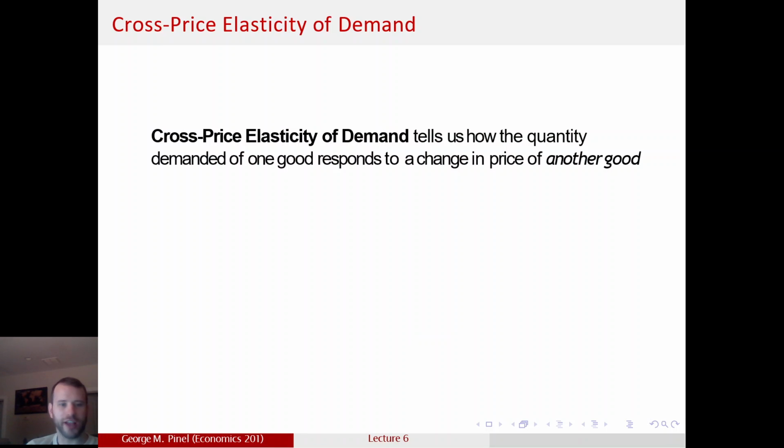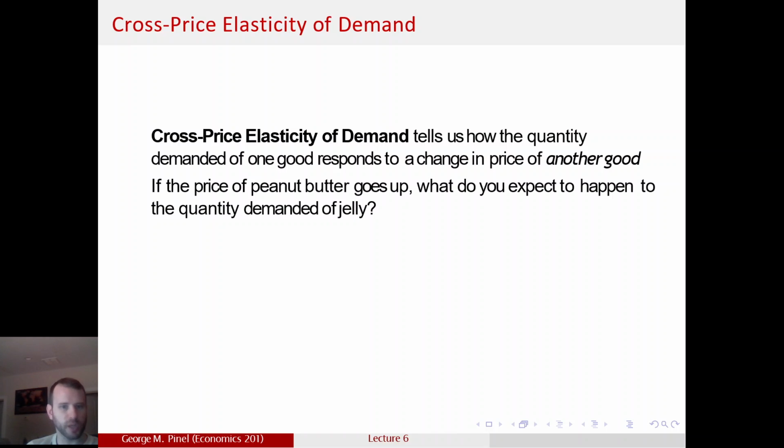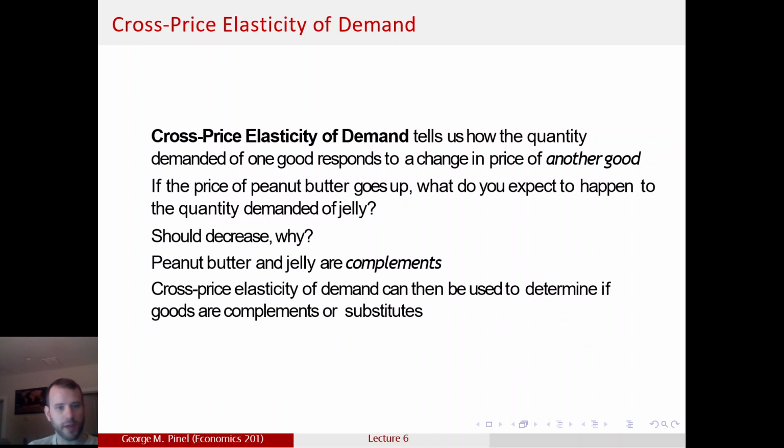So cross-price elasticity of demand tells us how the quantity demanded of one good responds to a change in price of another good. The price of peanut butter goes up. What do you expect to happen to the quantity demanded of jelly? You'd expect it to go down, right? Because these two things are complementary goods. So cross-price elasticity of demand can then be used to determine if goods are complements or substitutes.